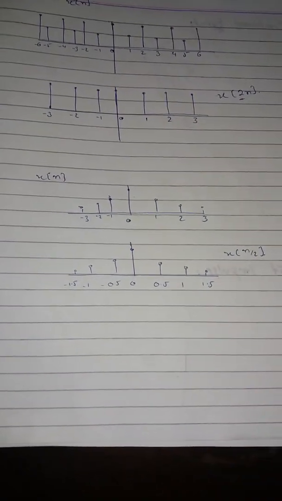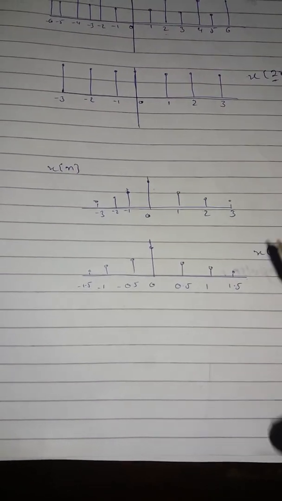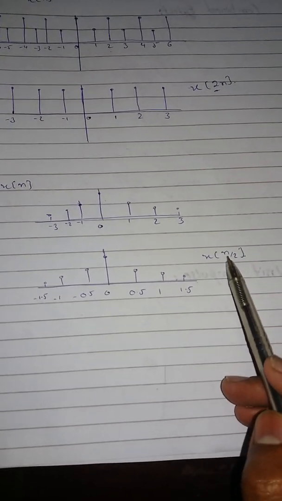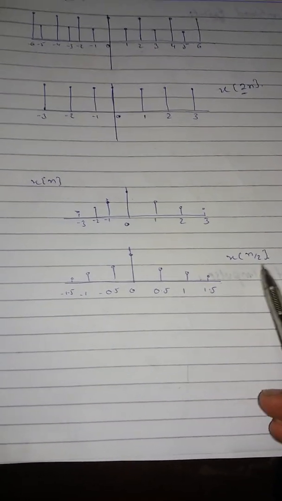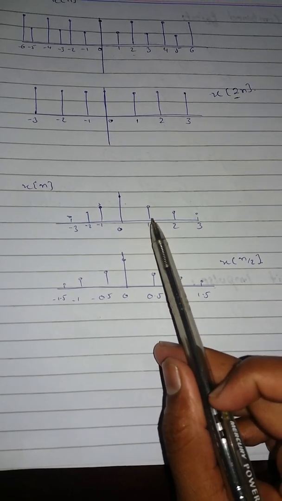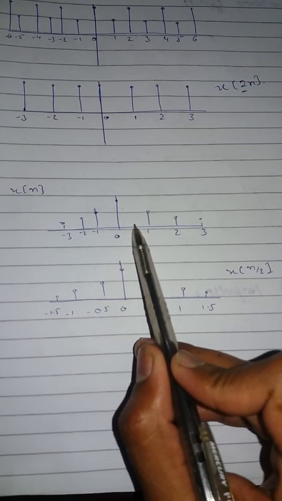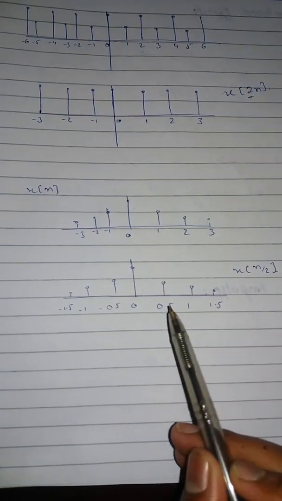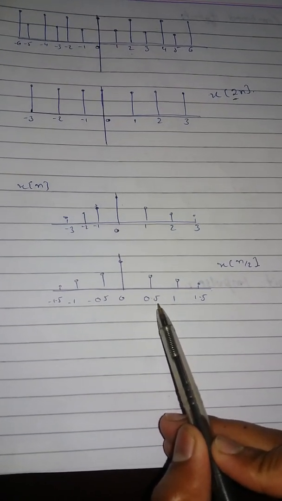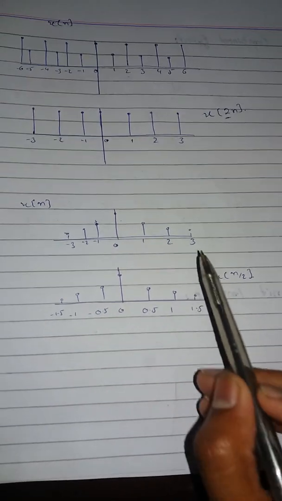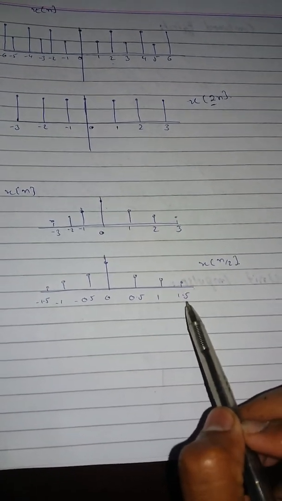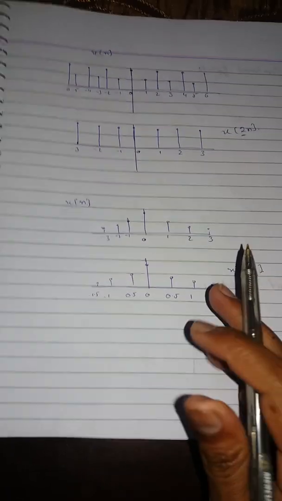And similarly, for expanding our signal, for upscaling, we use n by 2. So here you can see we have expanded our signal. As you can see, there was no value at 0.5, but now we are also getting a value at 0.5. And similarly, we didn't have a value at 1.5, but we are getting a value at 1.5.